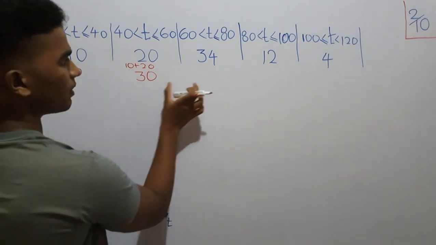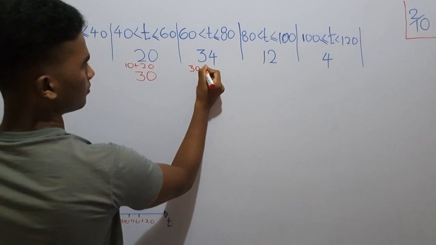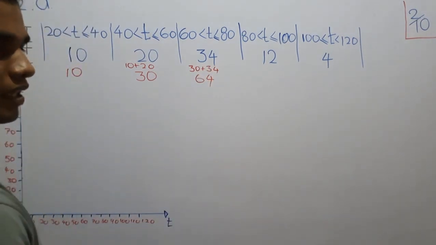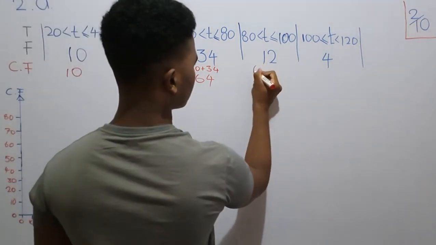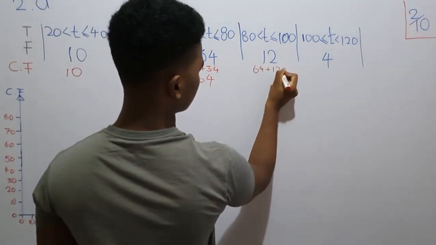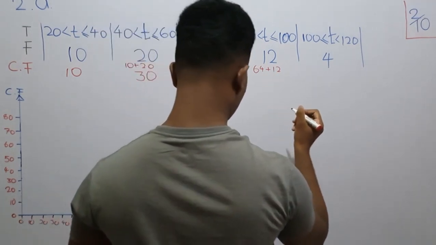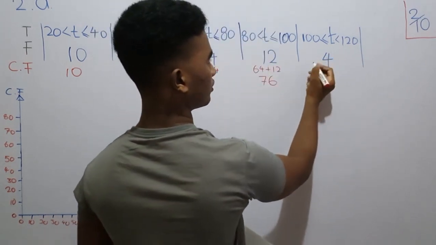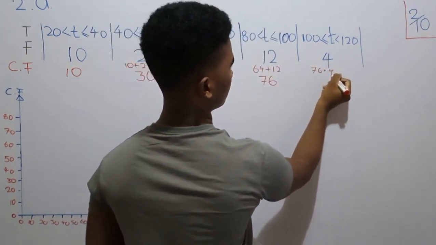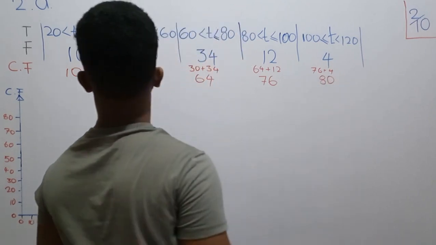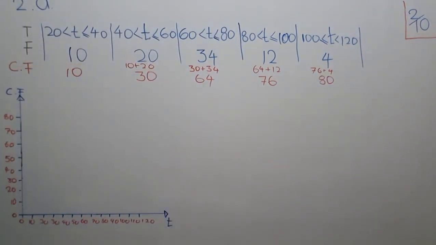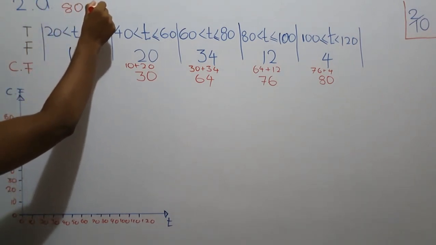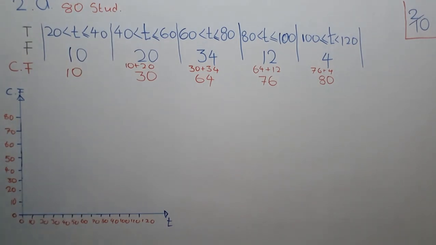Then 30 plus 34, which is 64. Then 64 plus 12 is 76. And 76 plus 4 is 80. See, as they told in the question, there are 80 students. So the total is 80.